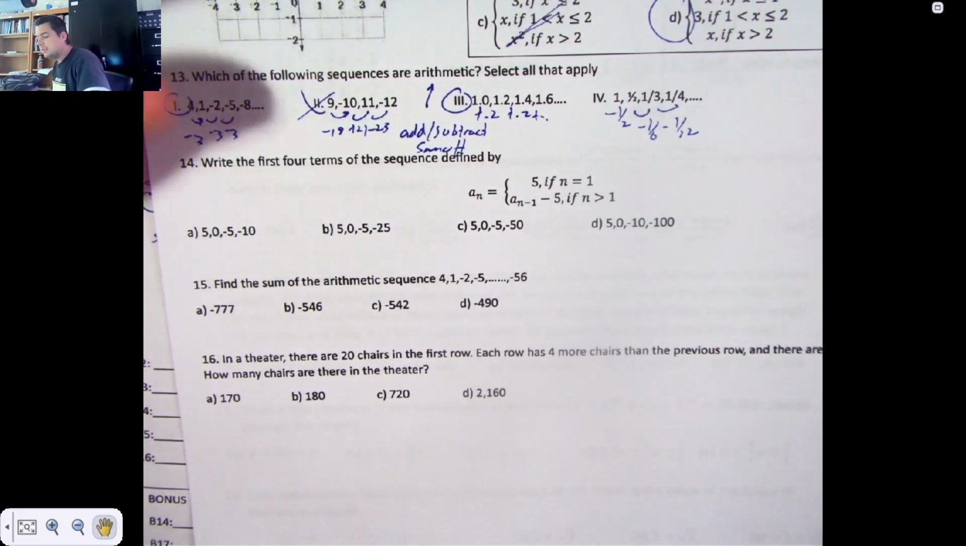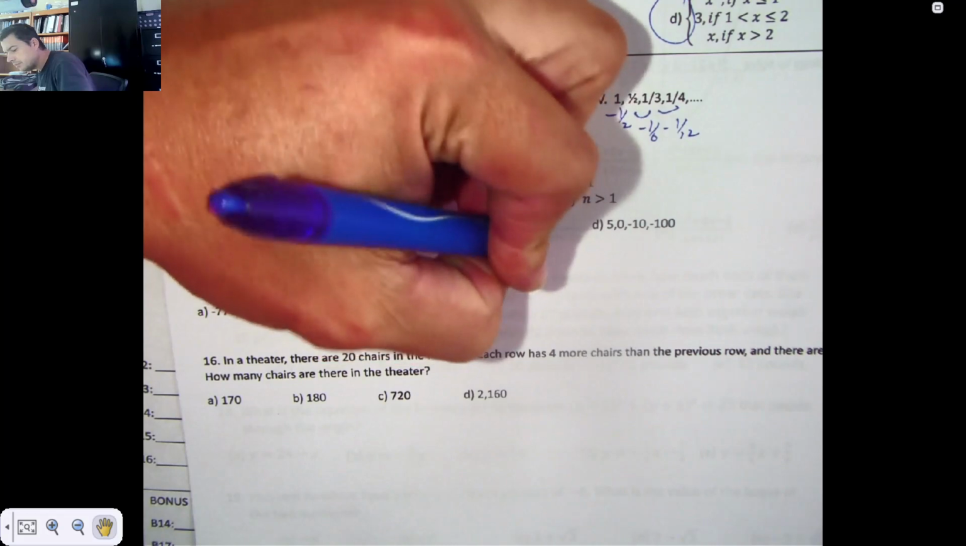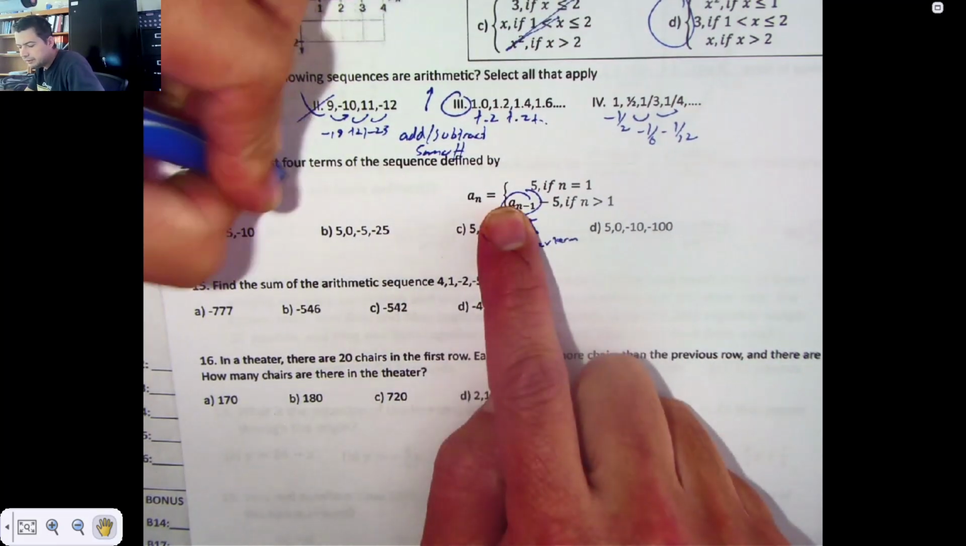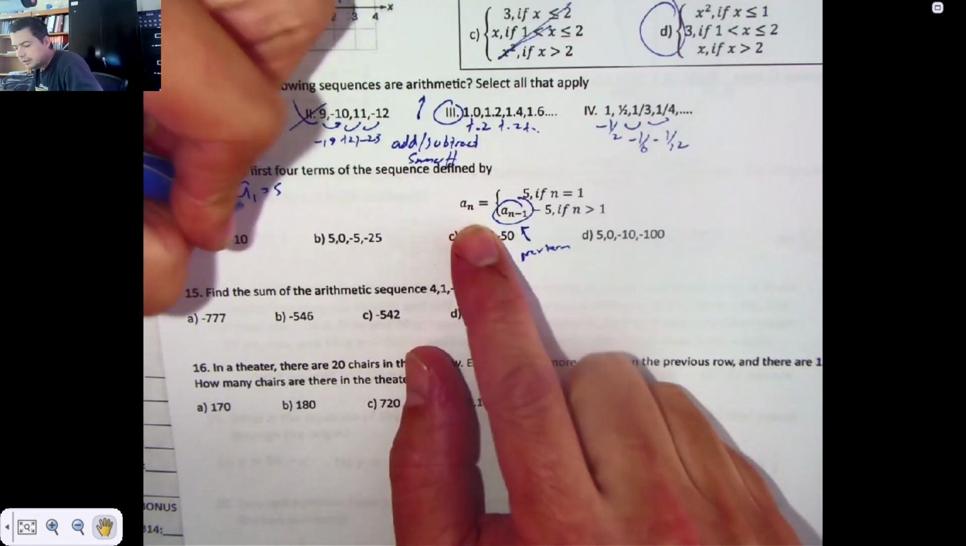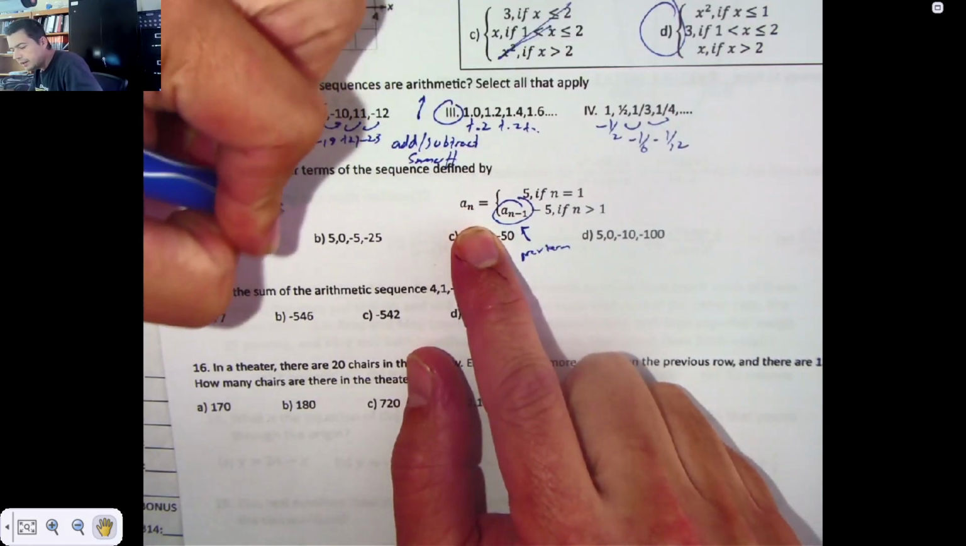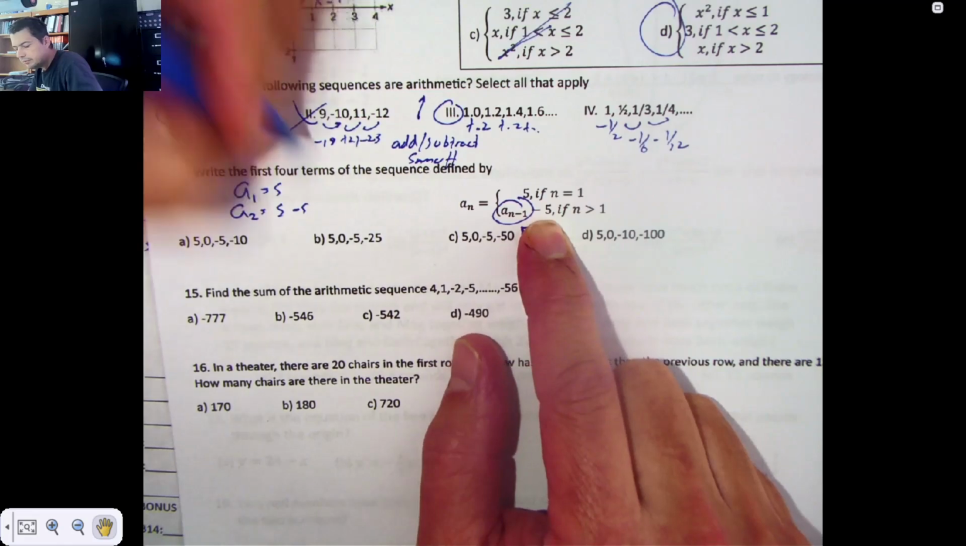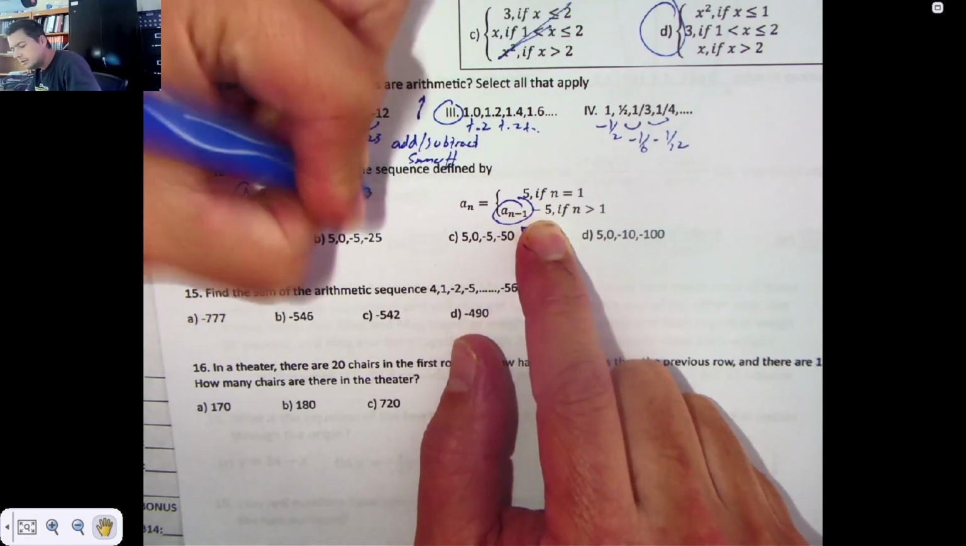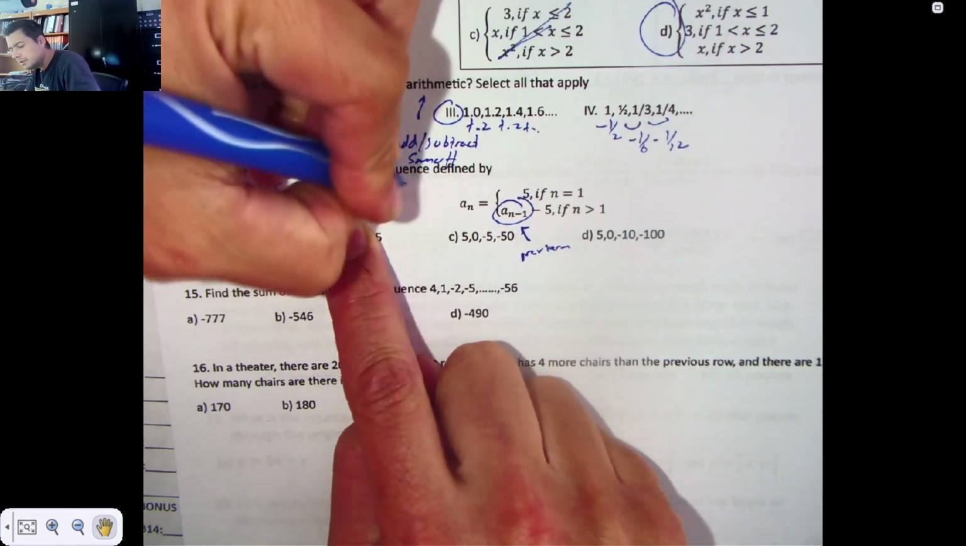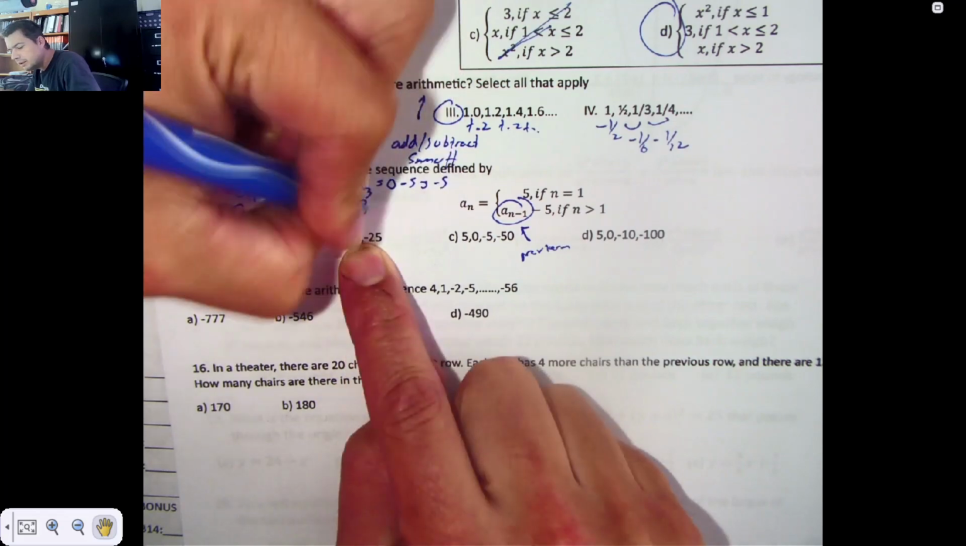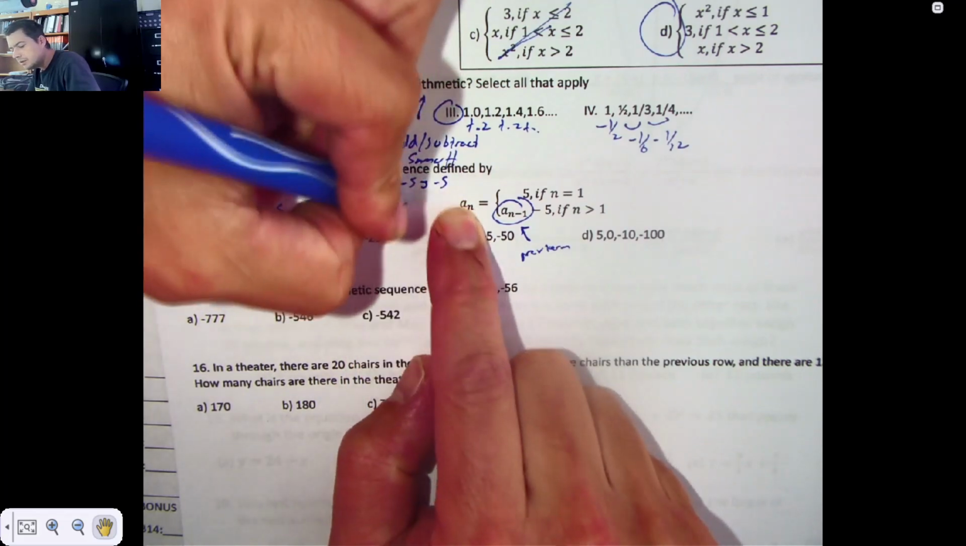14 was wildly missed, and I have no idea why. I guess it's because you don't remember that is called the previous term. So the rule says the first term is 5, and you couldn't really screw that up. The next term is 5 minus 5, which is 0. The next term is the previous term of 0 minus 5, which is negative 5. And the next term is the previous term of negative 5 minus 5. Choice A on this particular test.